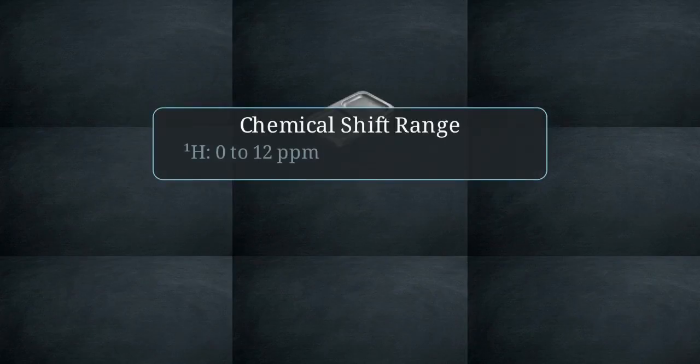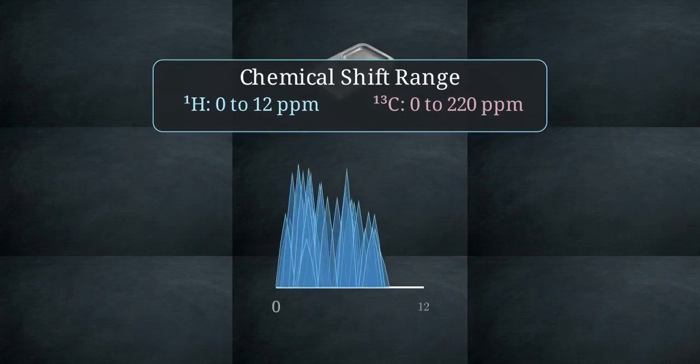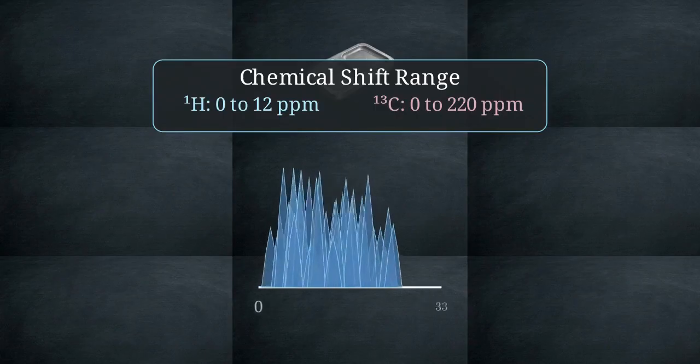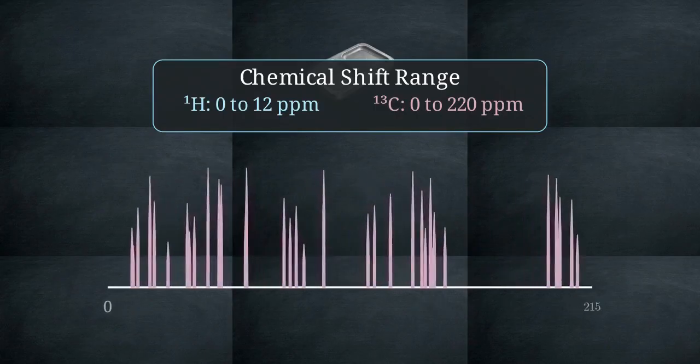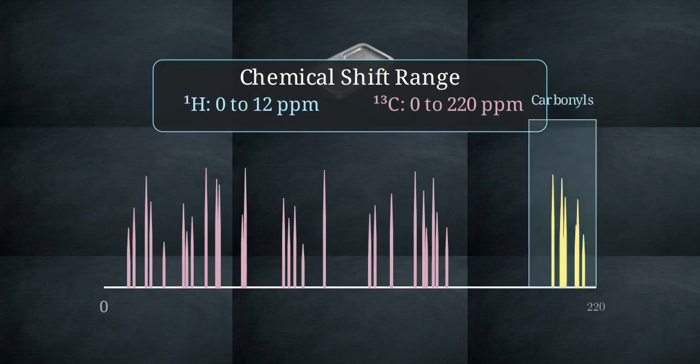The second parameter on our matrix is the clarity of the resulting spectrum, starting with the chemical shift range. The narrow 0 to 12 ppm window of proton NMR frequently causes signals in complex drug molecules to bunch up and overlap, muddying the data. Carbon spans a much wider range, from 0 to 220 ppm. This spreads signals out so widely that signal overlap is almost entirely eliminated. This wide spacing lets you immediately identify specific structural anchors. Carbonyls isolate clearly between 190 and 220, and aromatics group nicely between 110 and 160.